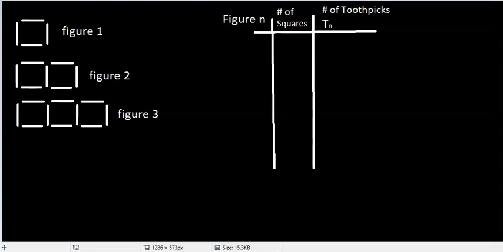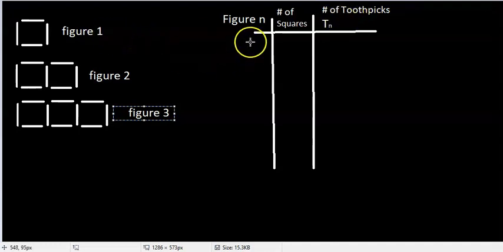Welcome to Cap 2 of Math 1610. In this problem, we are given 3 trains of squares in a sequence, shown here by Figure 1, Figure 2, and Figure 3. And these squares are made up of toothpicks. So we'll go ahead and start counting the number of toothpicks in each figure.